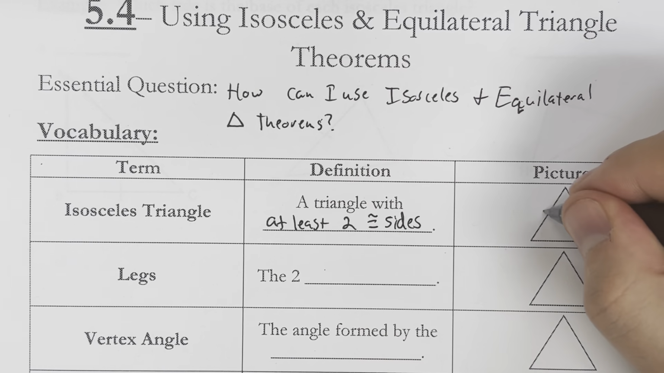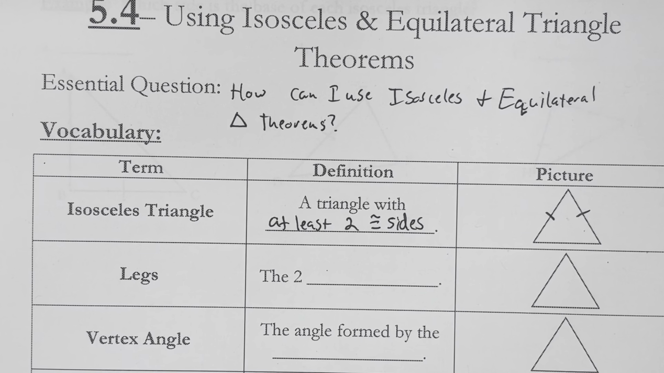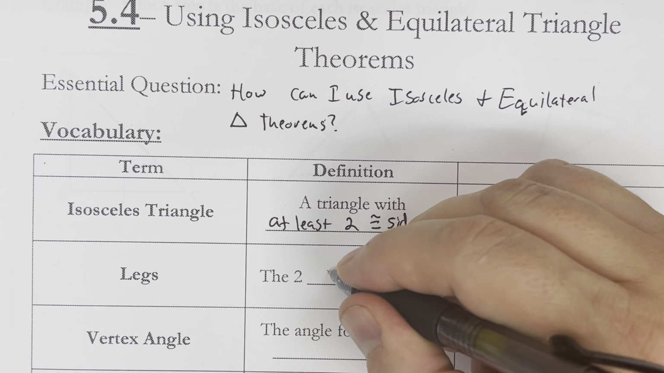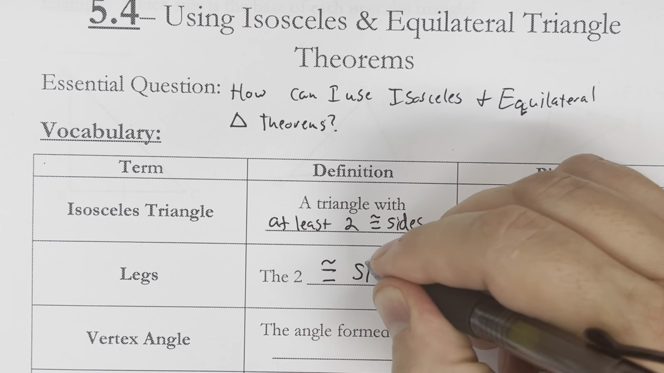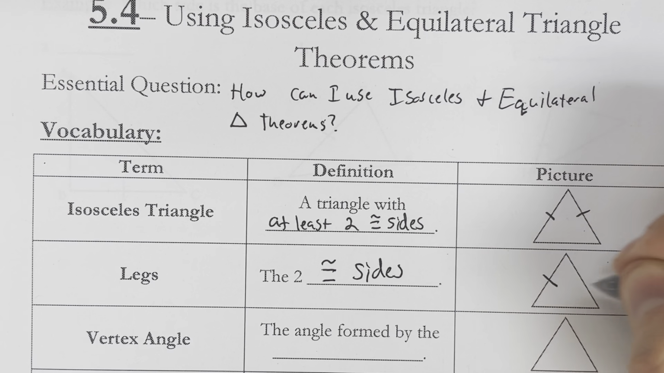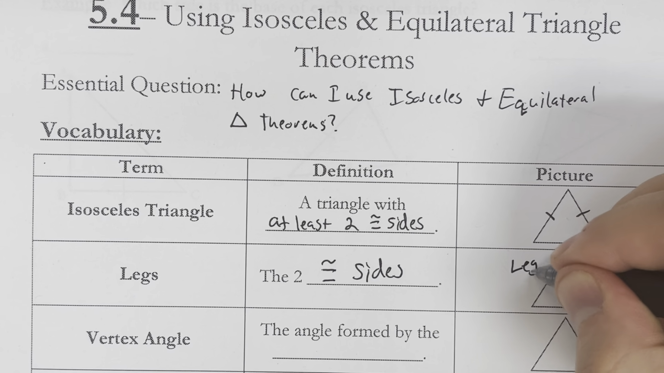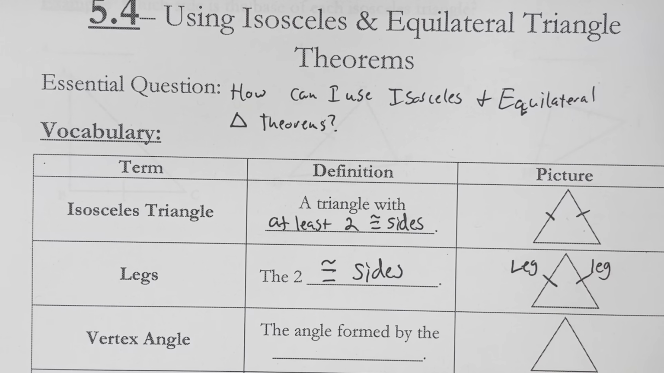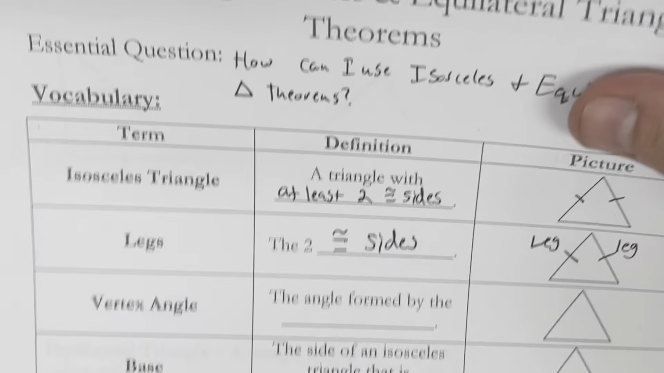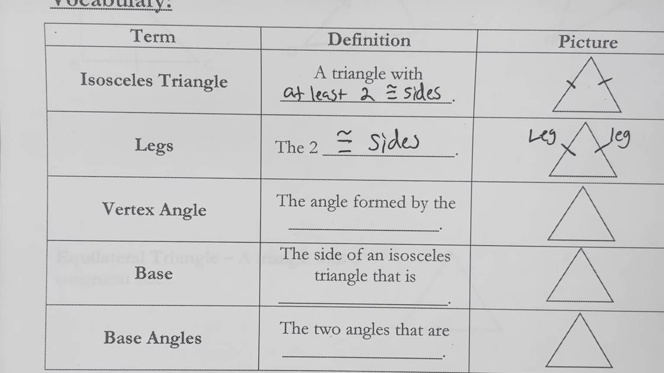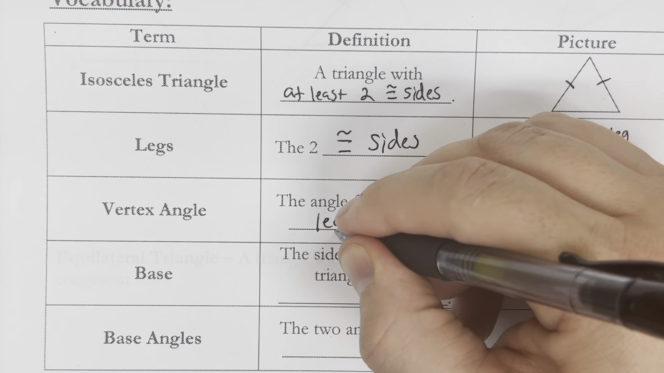So I'm going to mark my two sides congruent with a tick mark, okay? Now it also could have three, but we're going to focus on two. The legs are the two congruent sides. So that would mean if these two sides are congruent, we'd have a leg and we would have a leg. The vertex angle is the angle that's formed by the legs.